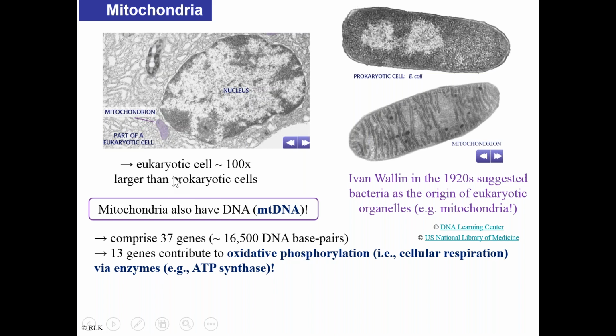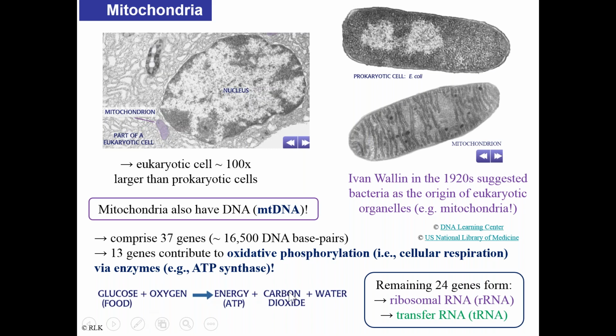And this eukaryotic cell, what's its size? It's quite a bit larger. It's about 100 times larger, right? And of course, glucose and oxygen generate energy, carbon dioxide and water, in the glycolysis of glucose. And so you have to ask yourself, well, what about those remaining 24 genes? Well, they form the ribosomal RNA and the transfer RNA. And that is amazing. So the mitochondria is a powerhouse. We know that, but it may share common origins with the humble prokaryotic cell.